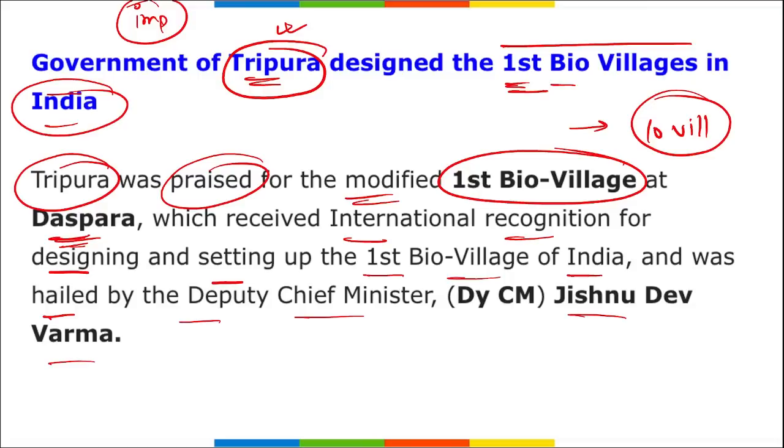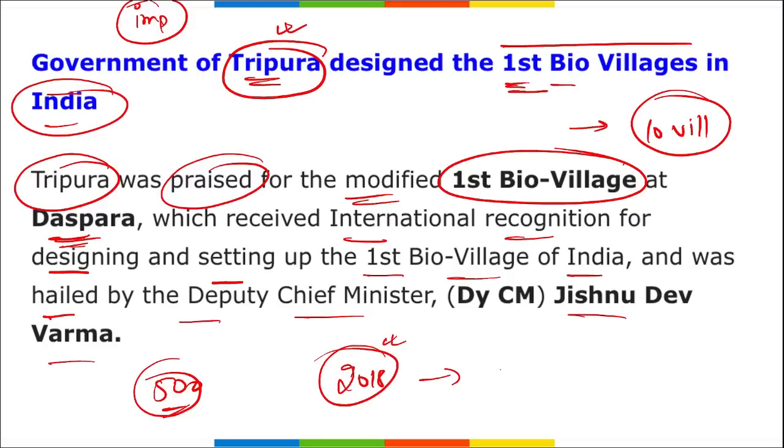Then if we look at some of the highlights here, the Bio Village project aims to ensure the socio-economic development among rural communities. This project benefits more than 500 households. Directorate of Biotechnology, Government of Tripura inducted the concept of Bio Village in the year 2018. This Bio Village was launched in 2018 by promoting organic farming.